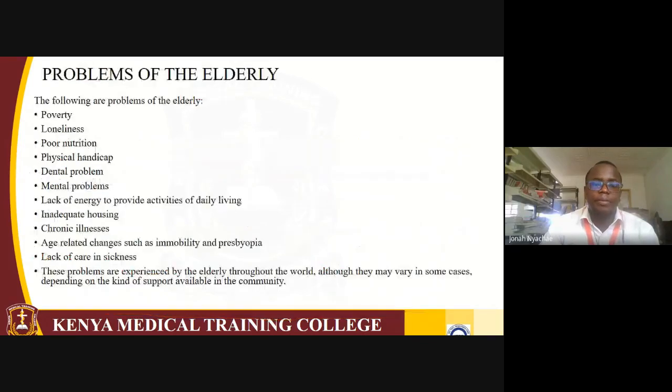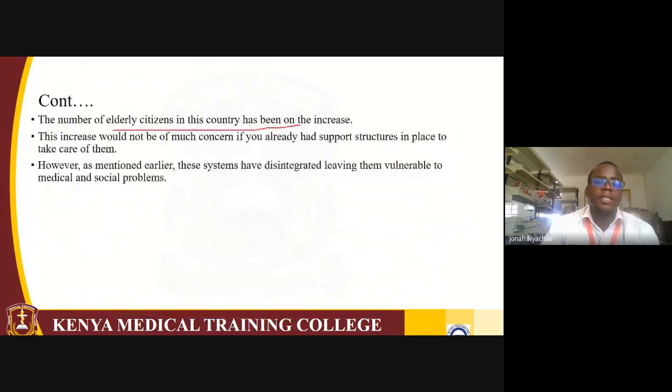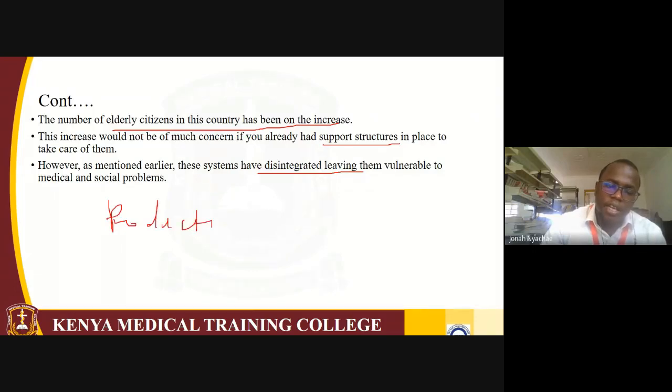So the elderly citizens in the country have been increasing, and this increase will not be of much concern if you already had support structures in place to take care of them. But it is unfortunate that in our country, this has disintegrated, and we have left our elderly vulnerable to medical and social problems. Remember, they are not productive. Their productive years are past, and now they are in their sunset years.